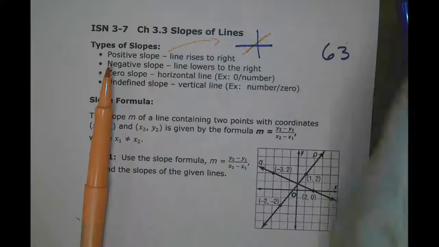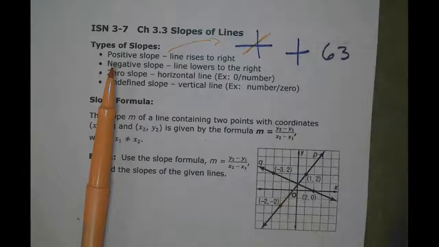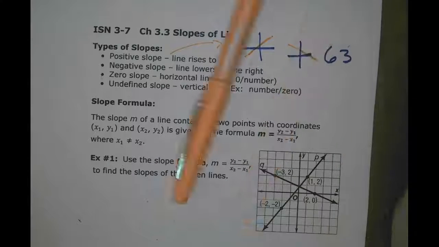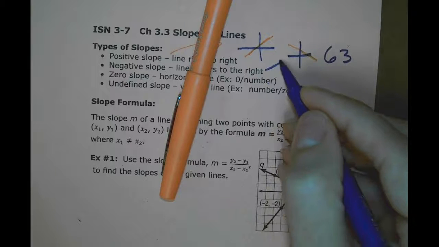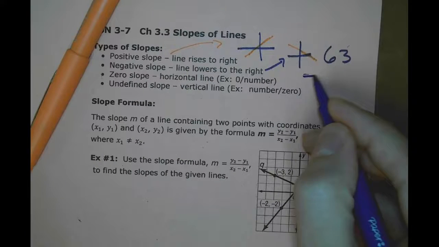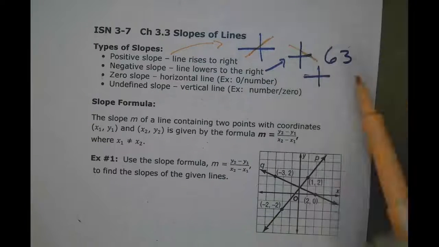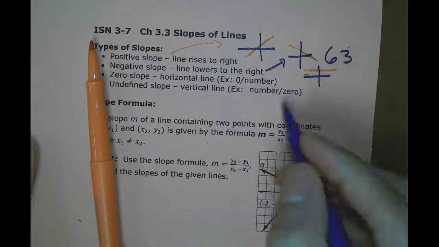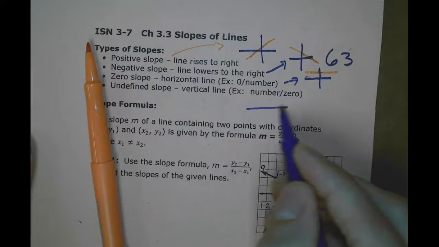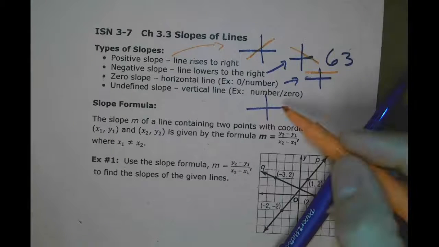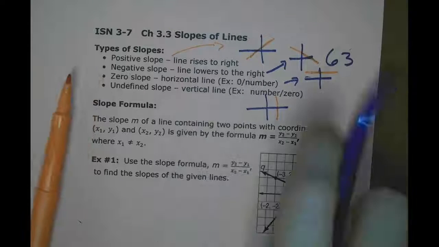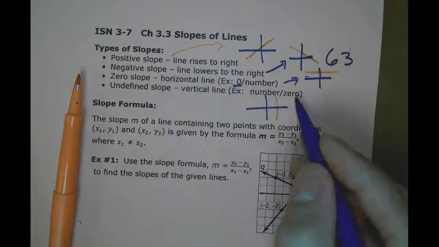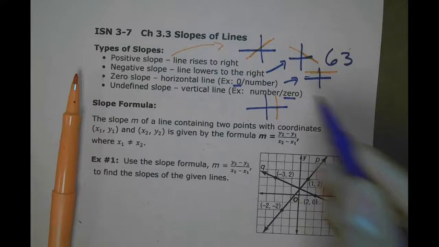A negative slope looks something like this. So a negative slope would look something like this. It goes down. And a slope of zero would look something like this. And then an undefined slope would look something like this. The important thing to know is that for a zero slope, it's a zero over a number. And then for an undefined slope, it's a number over zero.